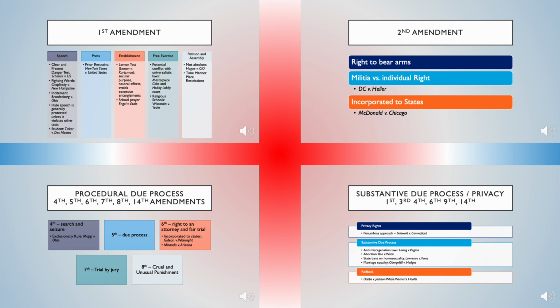But I want to group together a bunch of different case laws and debates about the different amendments, and how the jurisprudence has changed over time. For the First Amendment, these fundamental freedoms of expression. The Second Amendment, the right to bear arms. This idea of procedural due process, that's your rights if you are accused of a crime. That's the Fourth, Fifth, Sixth, Seventh, Eighth, and 14th Amendments. And then this broader idea of substantive due process and the links to rights to privacy.